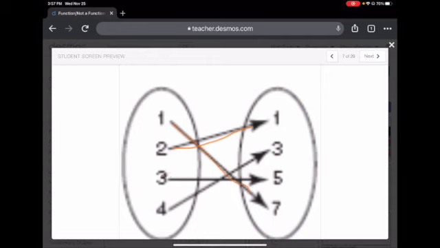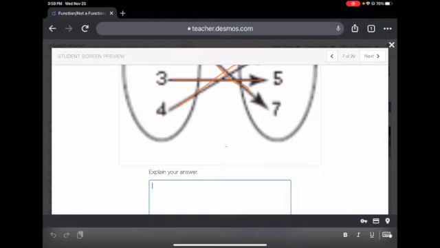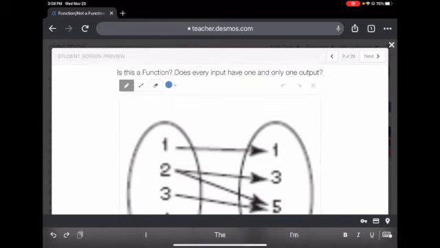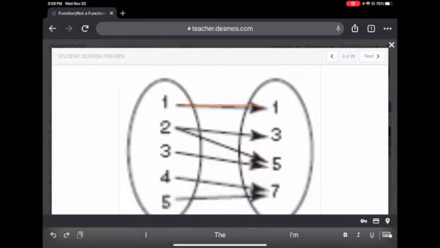My 1 going to my 7 didn't show up very well. 3 goes to 5 and 4 goes to 3. And so down here, we would explain that this is a function because every input goes to one output. And again, you can always pause this, type it in, move on. The next example, if we draw our lines, 1 goes to 1, so we're good. But notice here that 2 goes to both 5 and 3. So this is what makes it not a function, because 2 has 2 outputs, both 3 and 5.